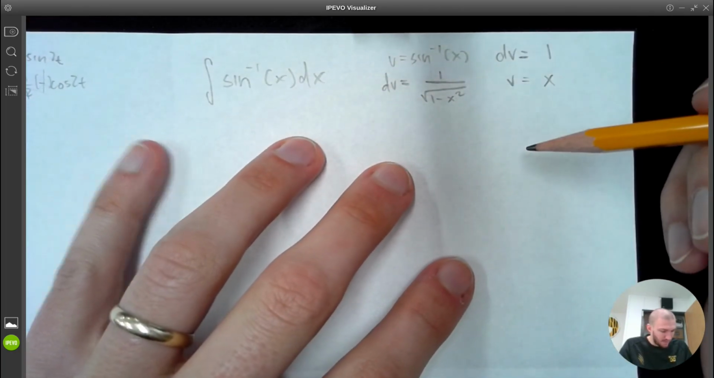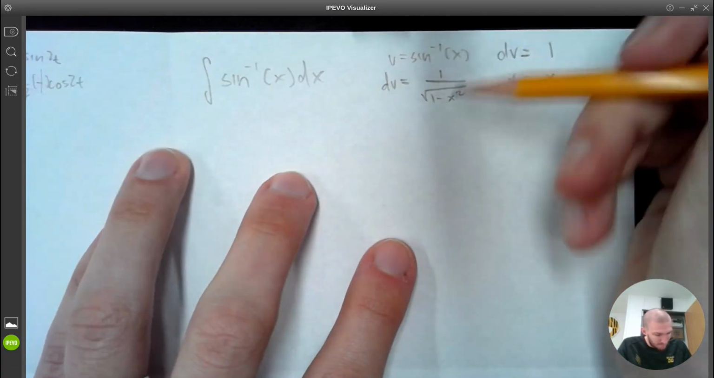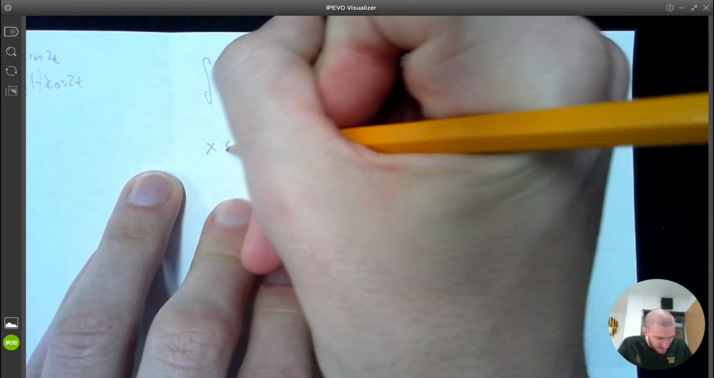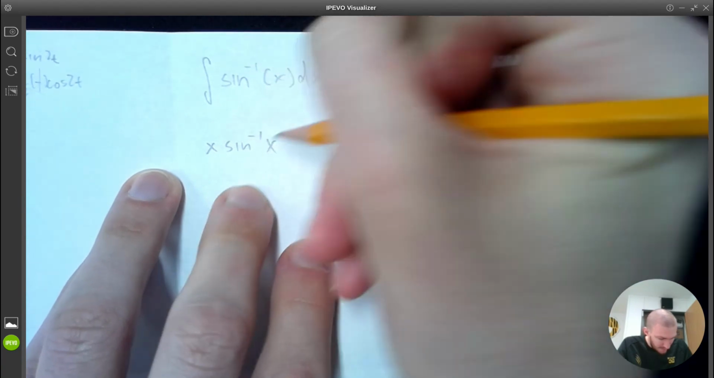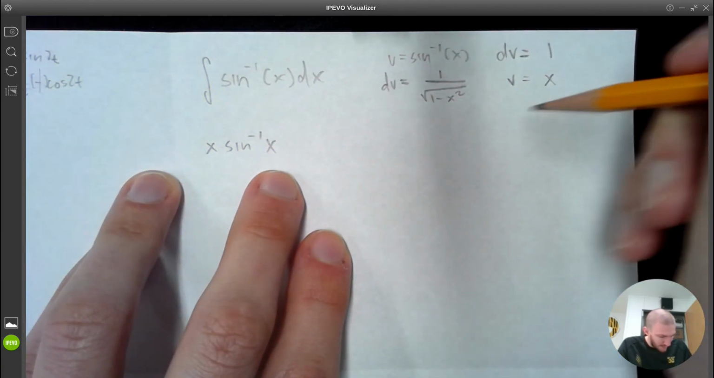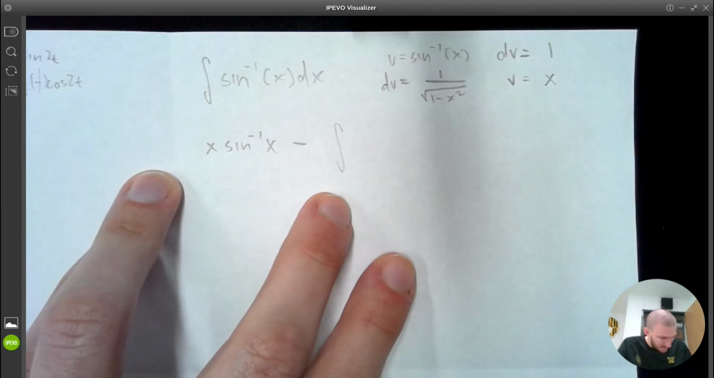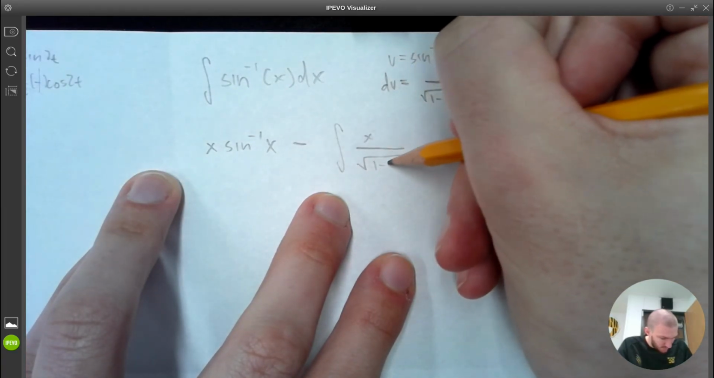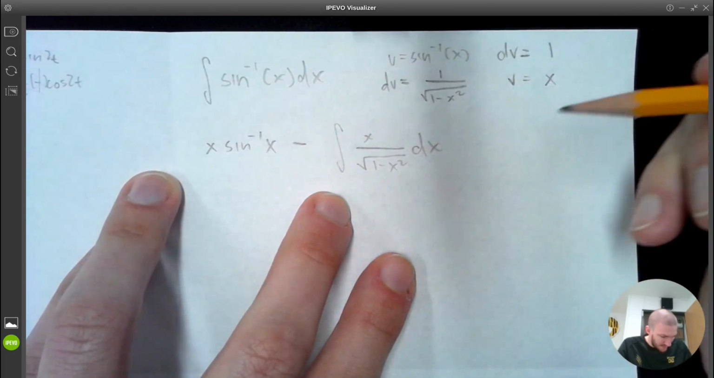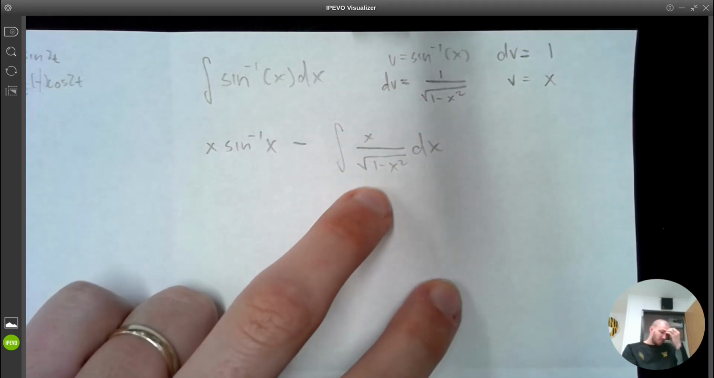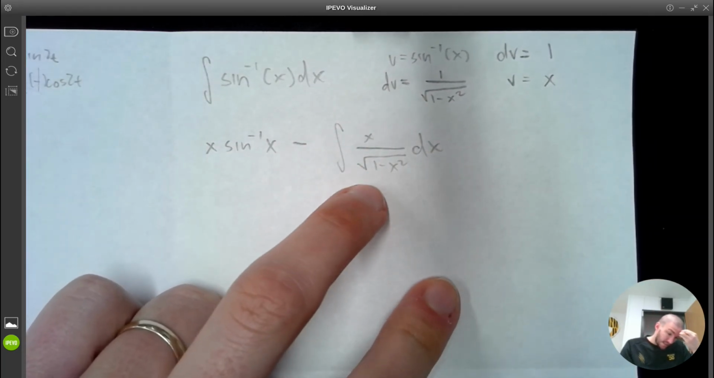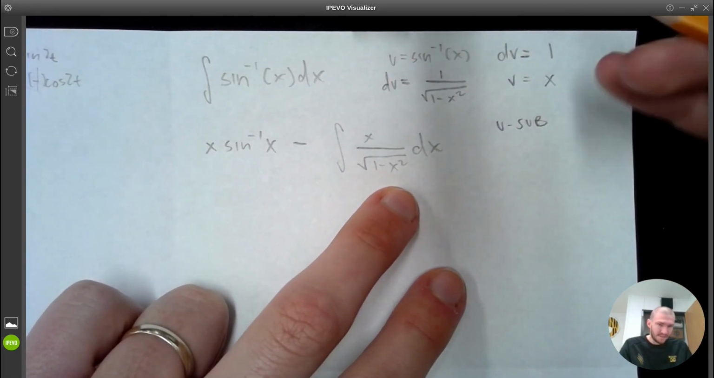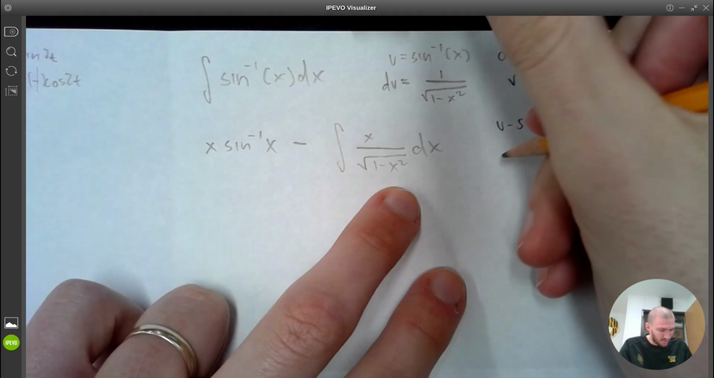So here's my piece. Multiply diagonally here. That's going to be x arc sine of x, and then multiply across minus the integral of x over square root 1 minus x squared dx. Now I should be able to handle this, and I'm going to handle this with u substitution. Now this is not integration by parts.